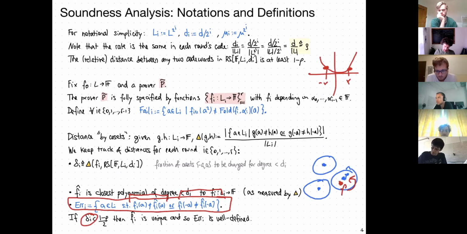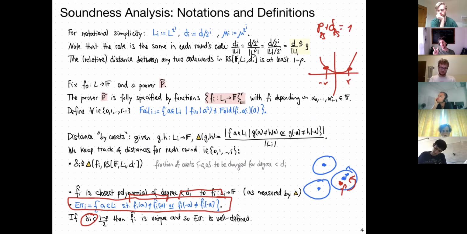So what I meant here is that the Reed-Solomon code has this property that the rate plus the relative distance of Reed-Solomon is equal to 1. But what does it mean, the relative distance of Reed-Solomon?